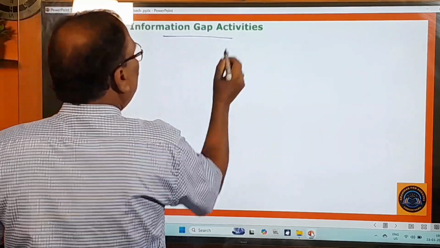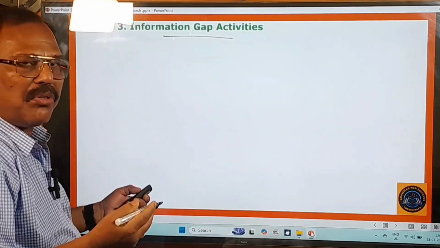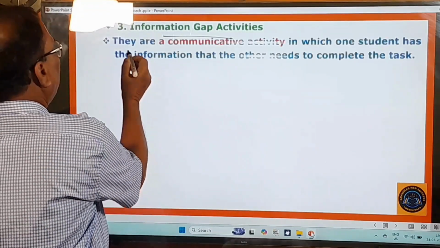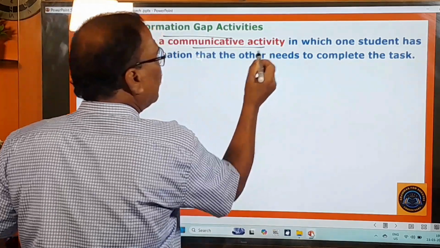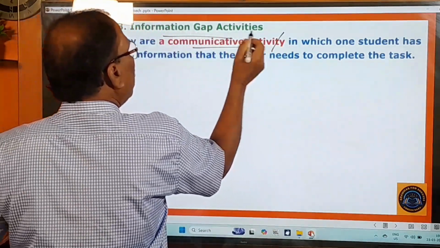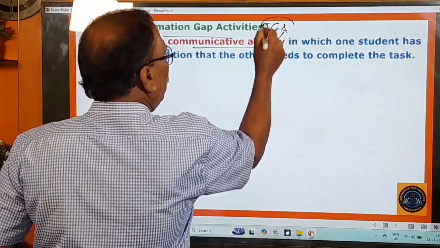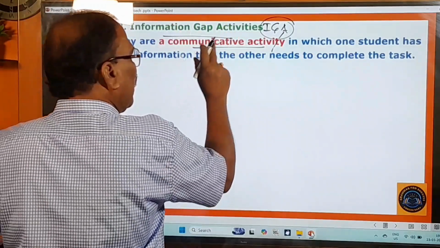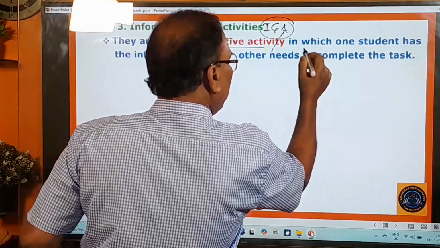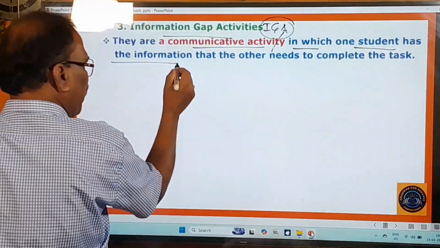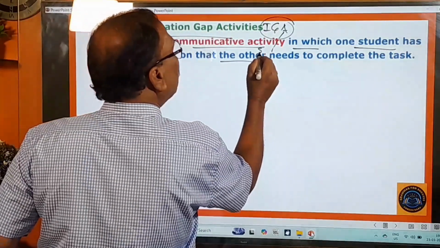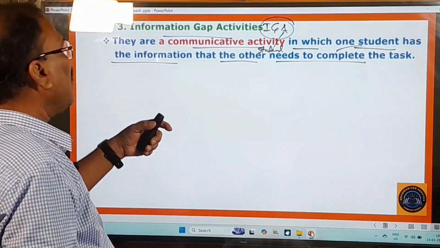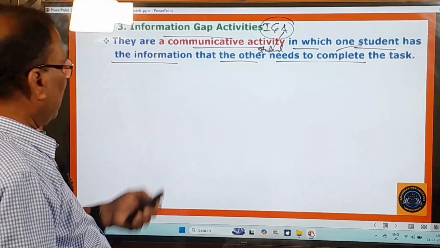Third one, information gap activities. About these information gap activities also, you know pretty well. Here you pay attention. They are a communicative activity. Here, these information gap activities, IGA, are nothing but a communicative activity in which one student has the information that the other student needs to complete the task. So this is a beautiful communicative activity, right?